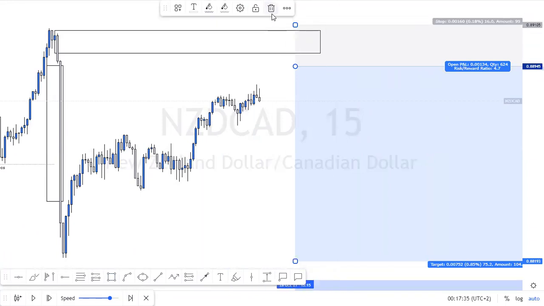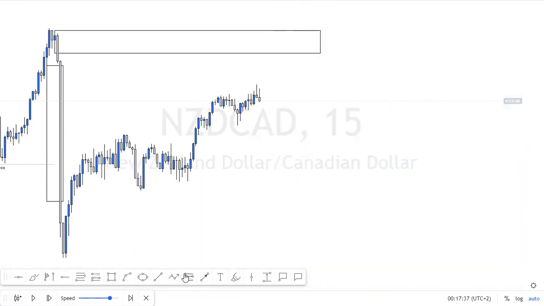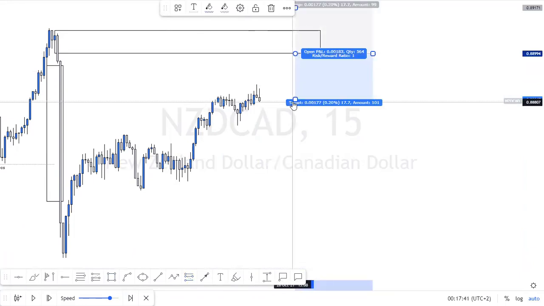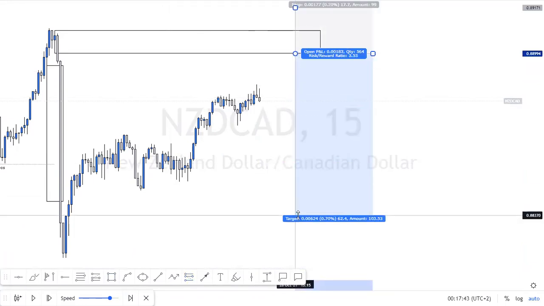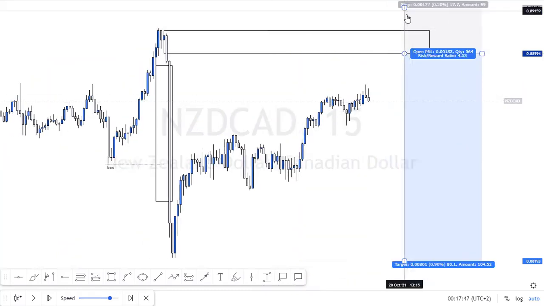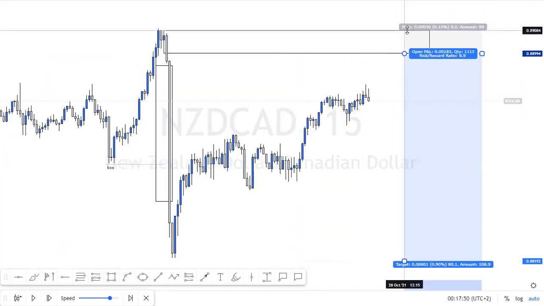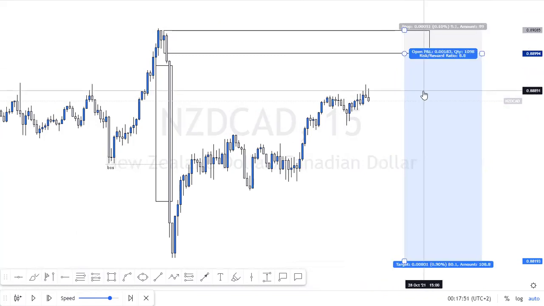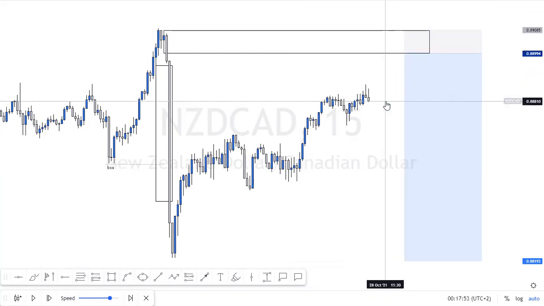It's 16, right? So now when we go to this one, then maybe entering on the low of that candlestick, taking this low here, you can see how many pips it is. Stop loss, 9 pips stop loss. So let's now check the market to play out.